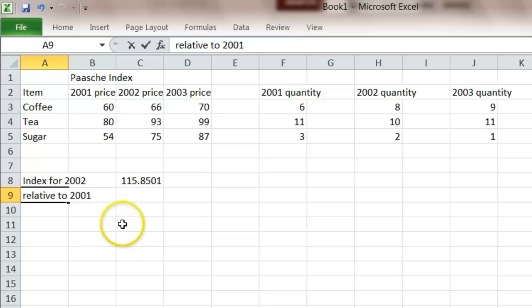That makes it rather more cumbersome to work out, but you could argue that it's a better measure of price increase because it's using today's quantities, what people are spending their money on today, rather than what they were doing a few years ago.